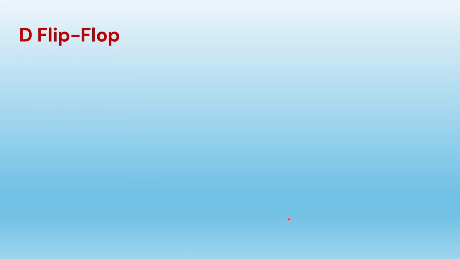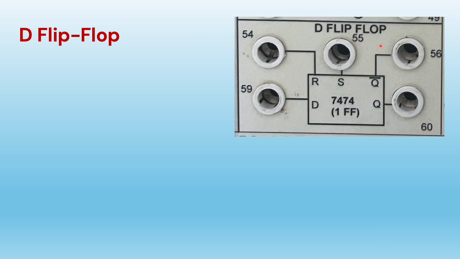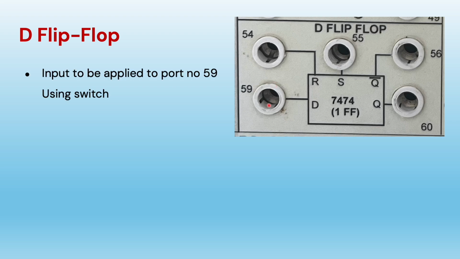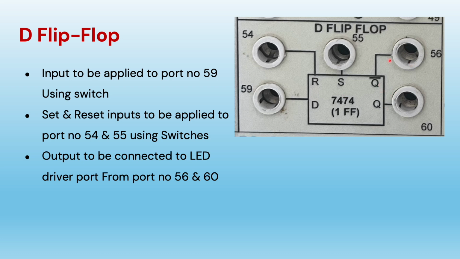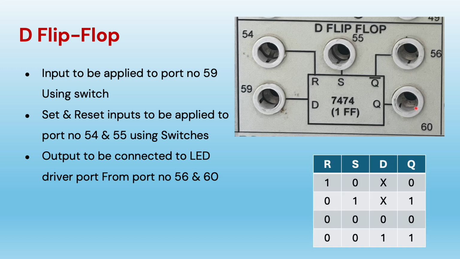Let's do the experiment on D flip-flop. On the trainer kit, the 7474 IC is used as D flip-flop. Input is applied to port number 59, that is D input, and S and R here basically are set and clear inputs which are also connected through switches 54 and 55. They are also connected to switches which gives reset and set input to the D flip-flop. Then the output is Q and Q bar, again port 60 and port 56, that is connected to LED driver ICs, and this gives the working of D flip-flop.